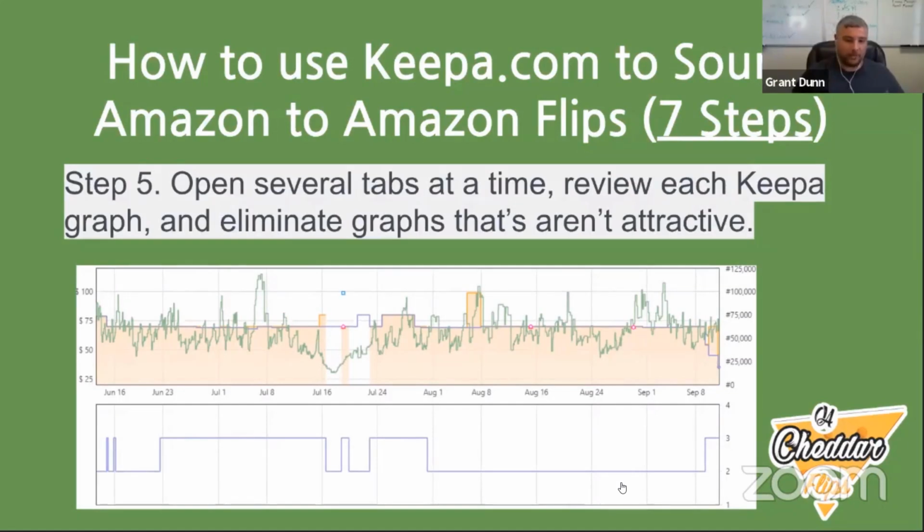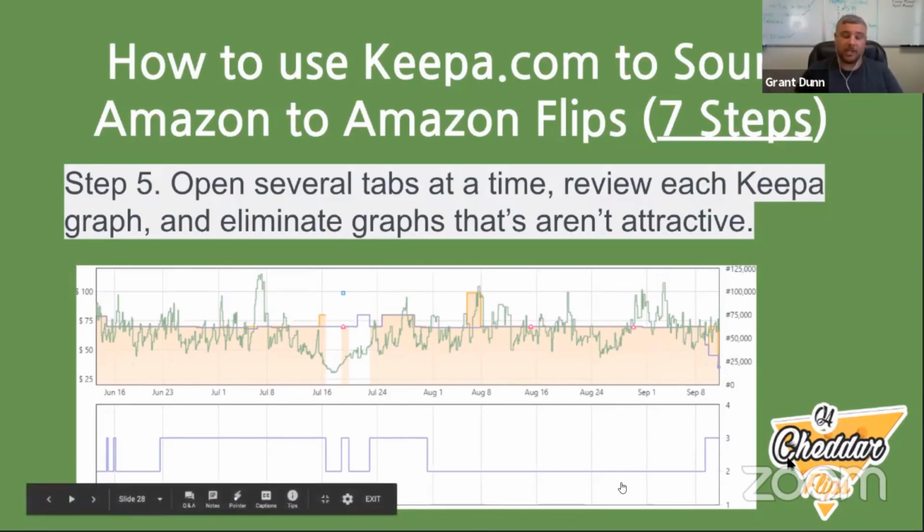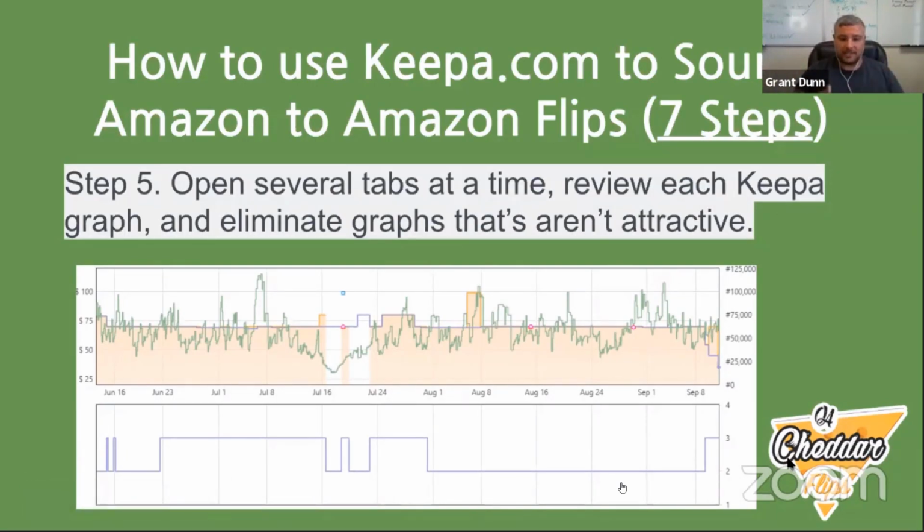Yeah. And I'll be able to show this to you guys. But essentially, once you set your parameters, you ran a search on a particular category, you just start opening tabs up, because you're not going to really know anything about that flip until you've opened it up into a full Keepa graph and analyzed. So that's essentially what you're going to do. Like when I'm practicing flips, I'll go through and open like 20 leads at a time. And then I'll just start eliminating.